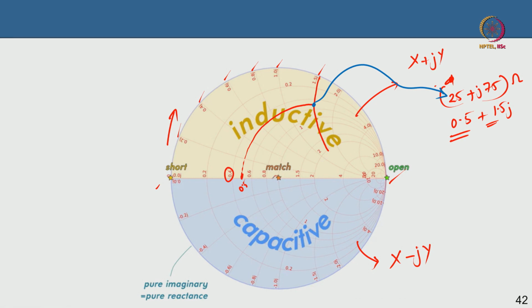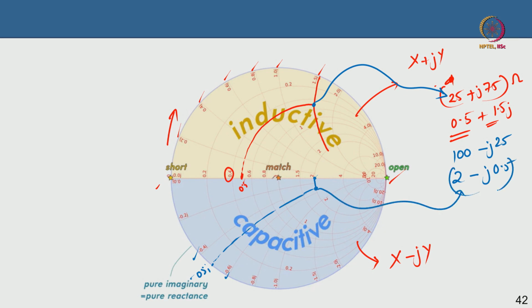What if I had, say, 100 minus j25? Then I have normalized 2 minus j0.5. First I will go to 2, which is this, and minus 0.5. So, minus 0.4, minus 0.6, so minus 0.5 is here, correct. It will be something like that, and this point is your 2 minus j0.5. So, that is how you read it.